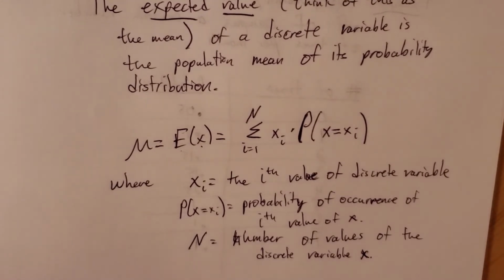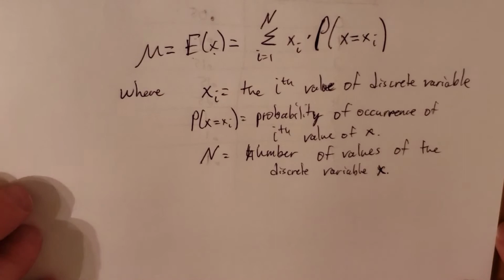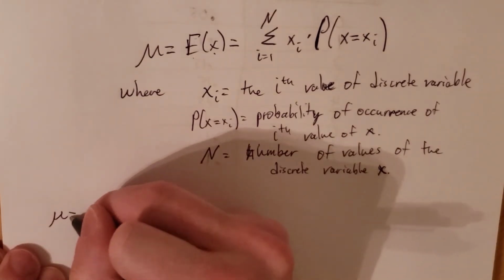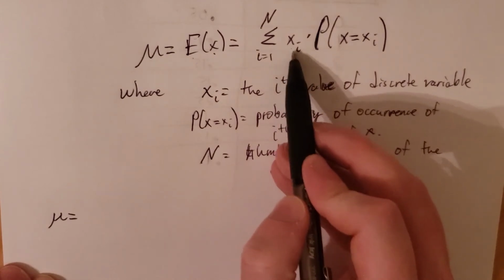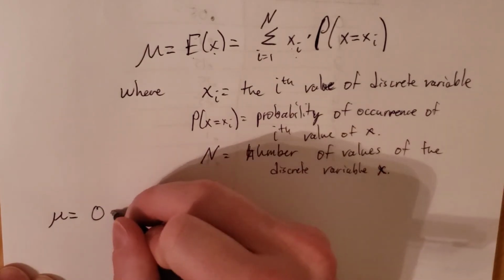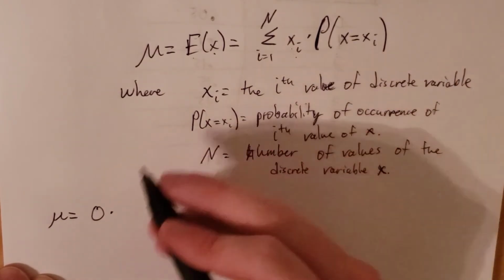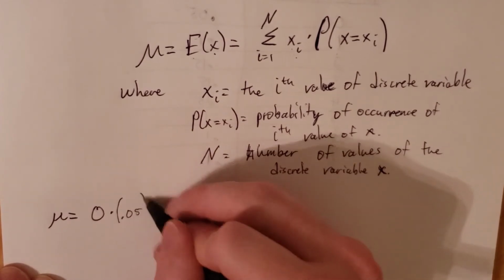Okay. Now I'm going to go ahead and do a quick example of calculating this using the information we were given in this particular example. So how do we calculate this? Well, mu is equal to the first value, which is 0. The x sub I is 0. Our first count or variable there is 0, times the probability of occurrence. Well, the probability of occurrence of 0, eating off campus 0 times a week, was 0.05 or 5%.